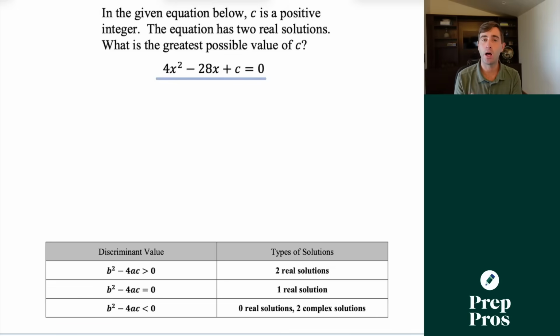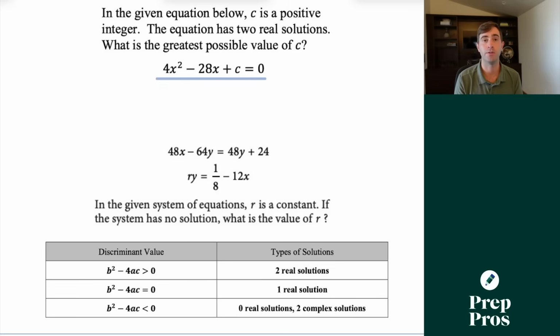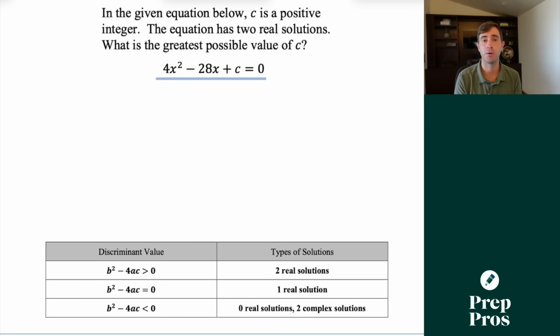We're going to talk about the other variant, where we're dealing with systems of equations or linear equations, later in the video. Making sure we can distinguish between these two is really important, otherwise students start to apply rules in the wrong place. So here, in the given equation below, c is a positive integer. The equation has two real solutions. What is the greatest possible value of c?